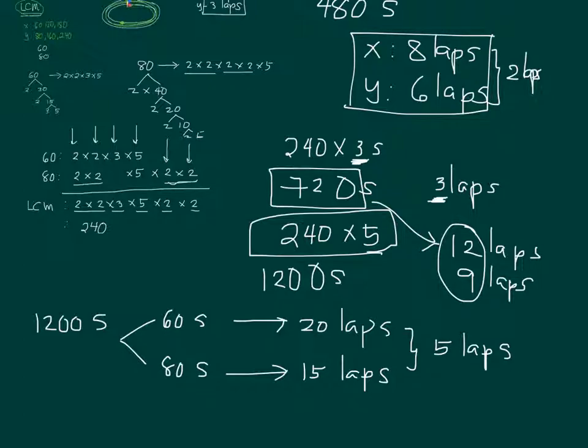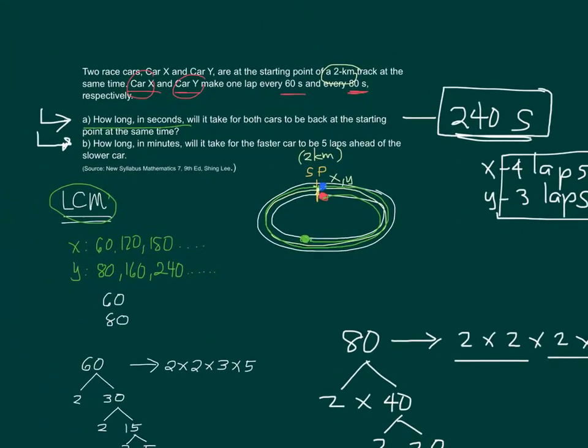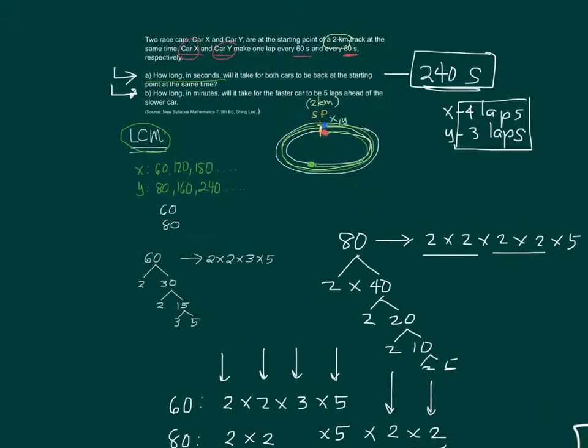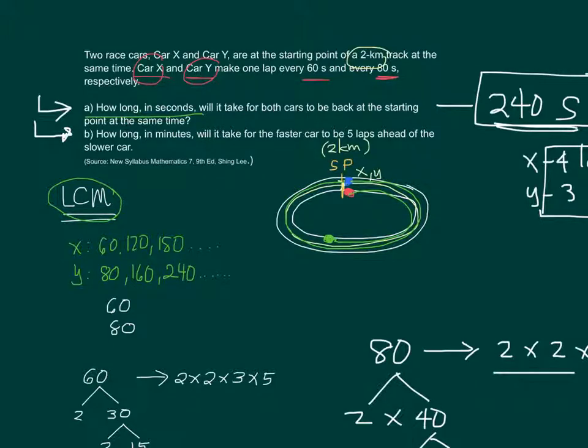Okay? So that will be the answer for our follow-up question, which is, how long in minutes will it take for the faster car to be 5 laps ahead of the slower car? So the answer to the second question is after 1,200 seconds, but we need to express that in minutes. So we simply divide 1,200 by 60 seconds, and that's 20 minutes.